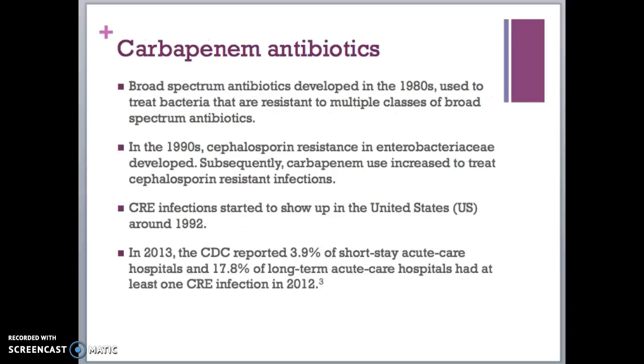Carbapenem antibiotics are broad-spectrum, developed in the 1980s, and were used to treat multi-drug-resistant organisms. In the 1990s, when cephalosporin resistance became known, subsequent carbapenem use increased to treat these infections. CRE infections started to show up in the 1990s in the U.S., and in 2013, the CDC reported 3.9% of short-stay acute care hospitals and 17.8% of long-term acute care hospitals had at least one CRE infection in 2012. They are more common overseas due to inappropriate antibiotic use.